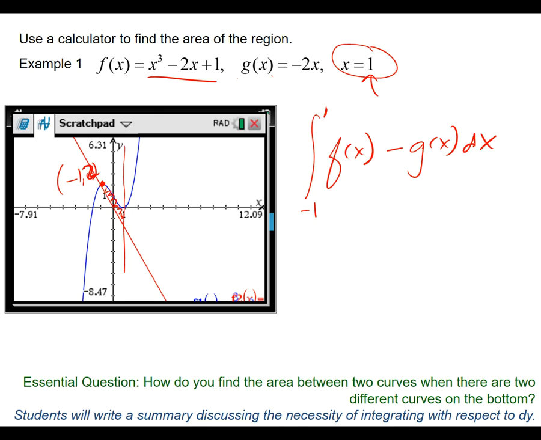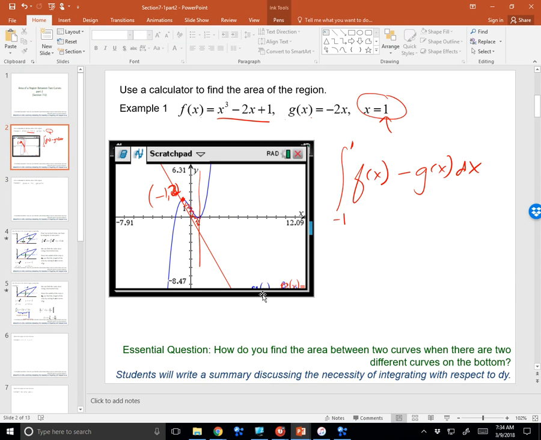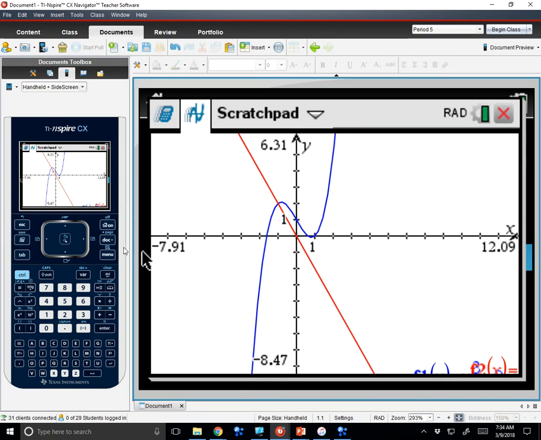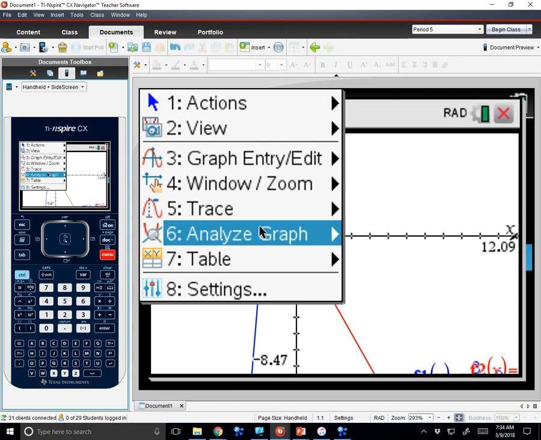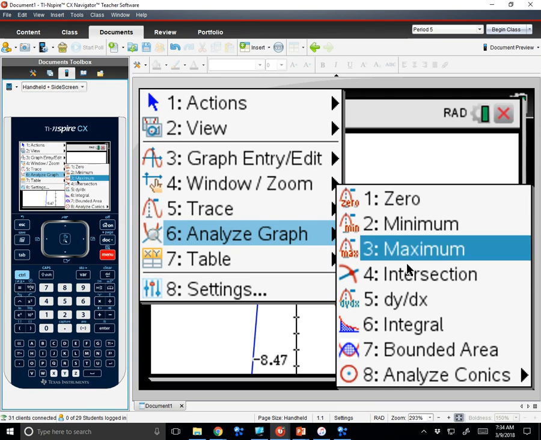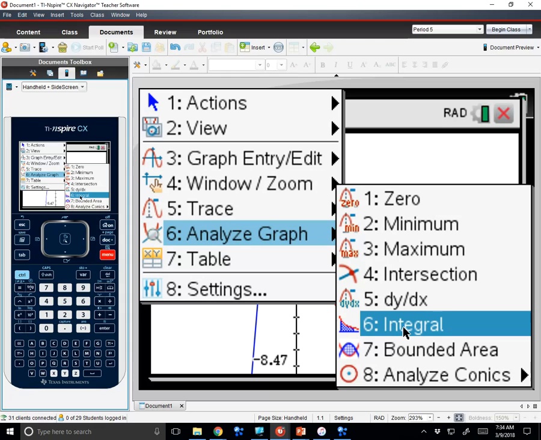Okay, so now we're going to do that in our calculator. I'm going to show you a number of different ways. Okay? So, I'm going to show you off the graph and off the calculator page. Alright, so you got to go to menu, analyze graph, see where it says integral. Grab integral. We're not doing the bounded yet because they don't have a bounded area.